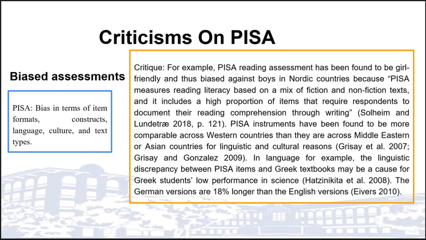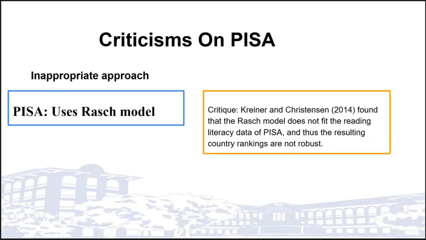Discrepancy between PISA items and Greek textbooks was also noted. In terms of language, German versions are 18% longer but require the same amount of time to take. We can also assess these components to determine if they are biased in the Philippines by PISA tests. Kreiner and Christensen also found that PISA uses a Rasch model inappropriately in its literacy data. Thus, the resulting country rankings are not robust.